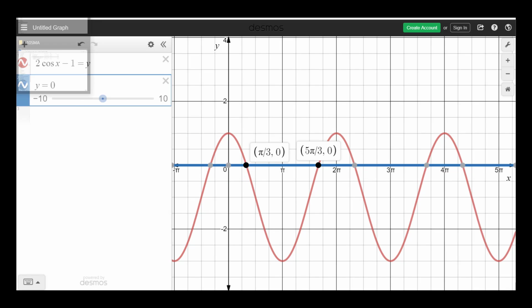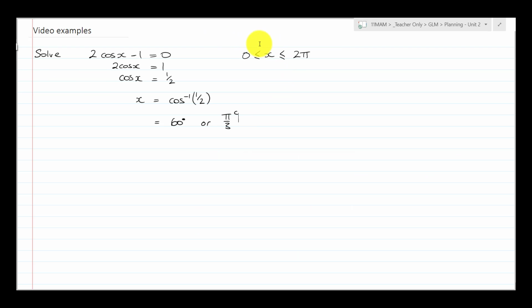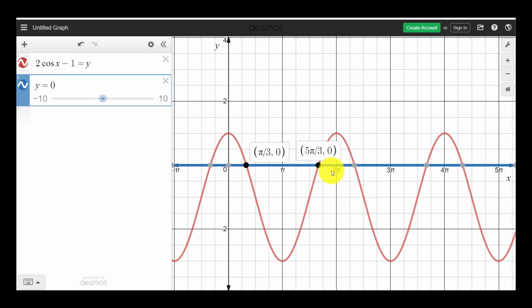If I go back to my OneNote page, you'll see I set up the domain here of 0 to 2 pi. And so that is also between 0 and 2 pi. In fact, you can see that the only time this function equals 0 is pi on 3 and 5 pi on 3. They're the only 2 solutions. So that's what we're expecting to get. But we have 2 solutions. The first one is here. The second one is there.